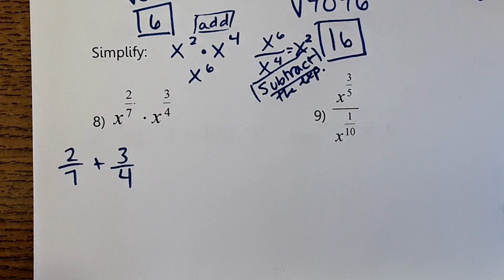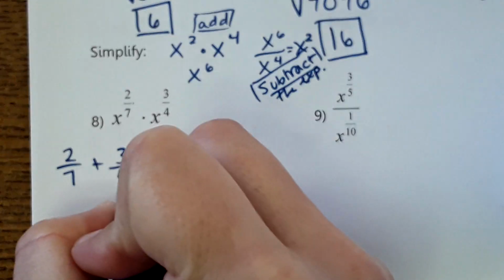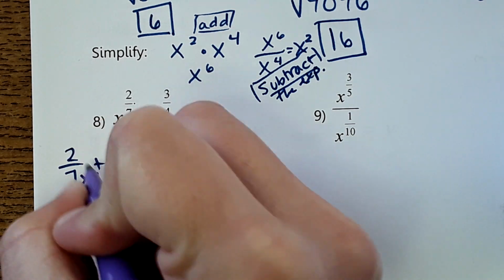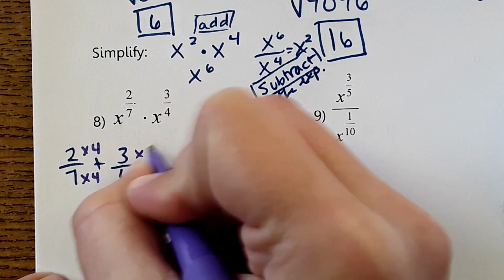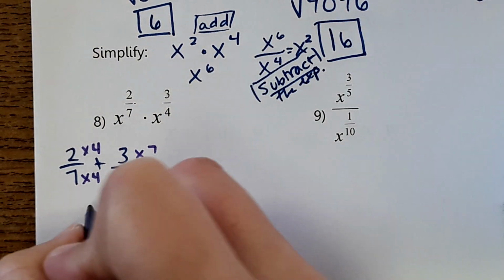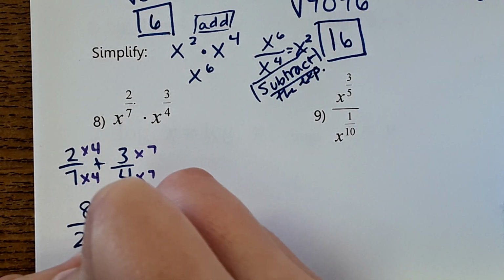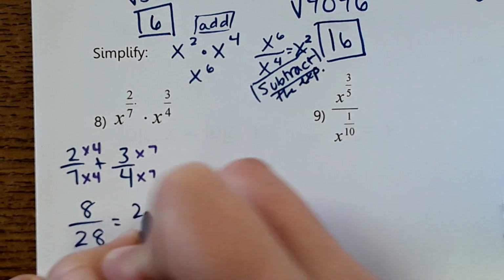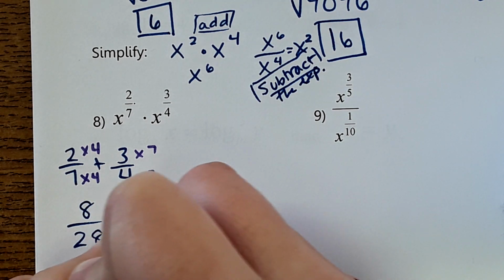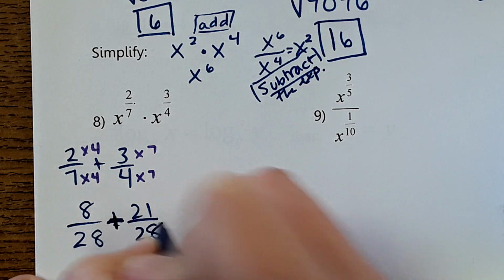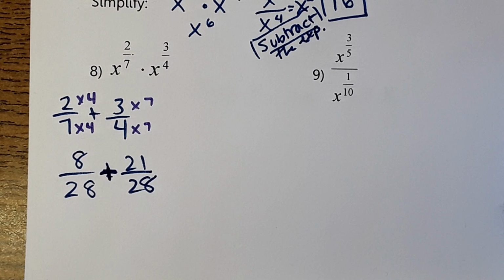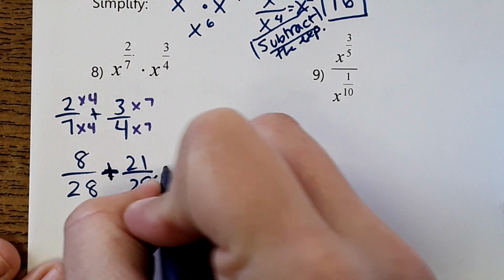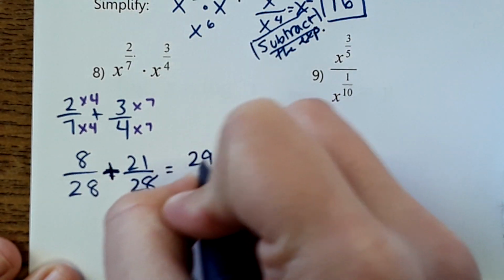When you add fractions, you need to have a common denominator. So here, the least common multiple will be 28, so I'm going to multiply this by 4, multiply this by 4, multiply this by 7, and this by 7. Get 8 over 28 plus 21 over 28. And then this equals 29 over 28.